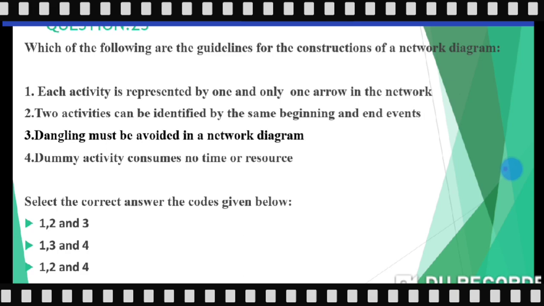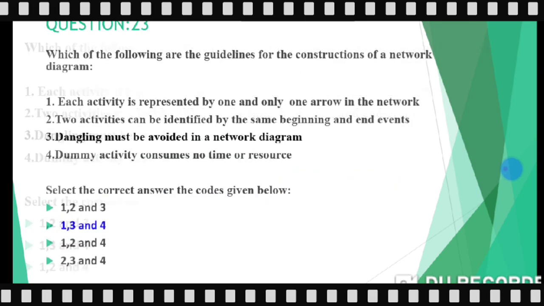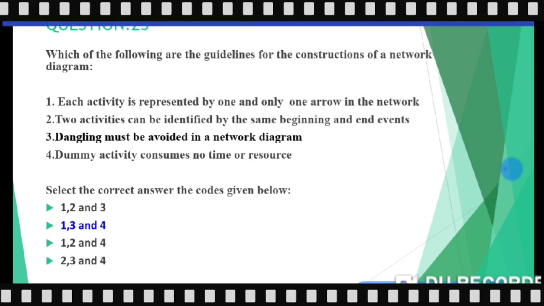Dangling must be avoided in a network diagram. This is correct. So we will have first is correct, second is wrong, third is correct, and fourth is correct. A dummy activity consumes no time and no resources, as discussed earlier also. So option B will be correct.